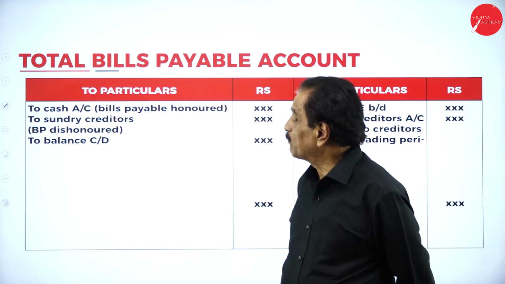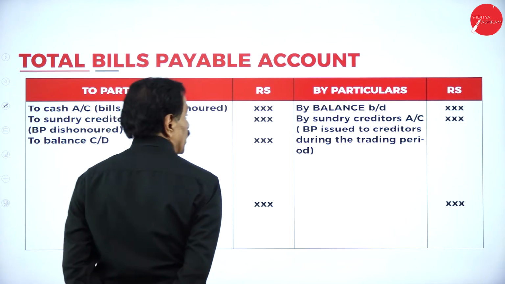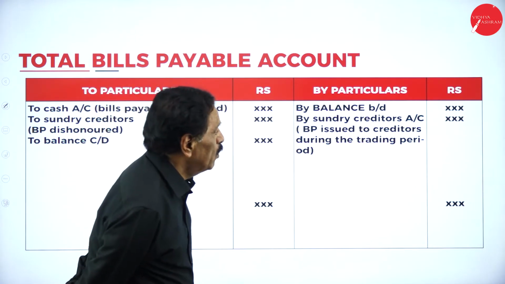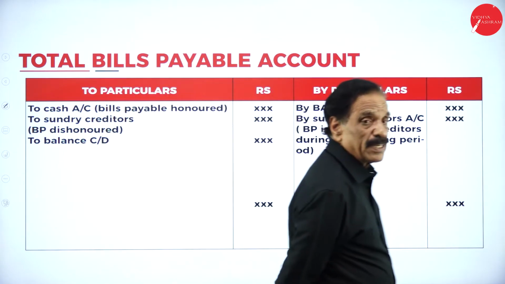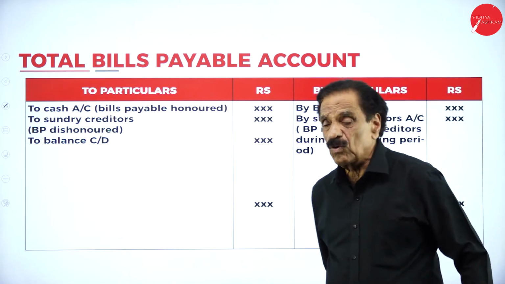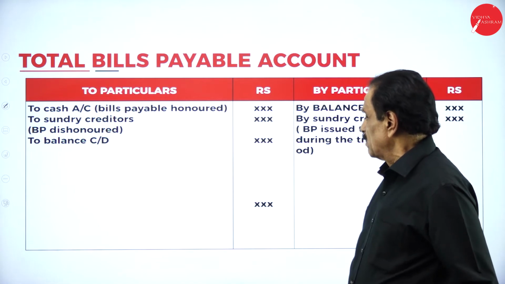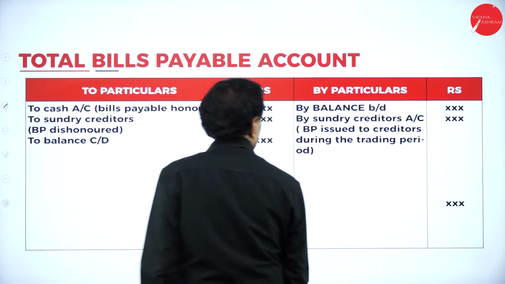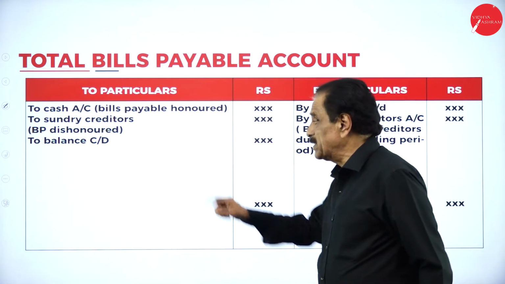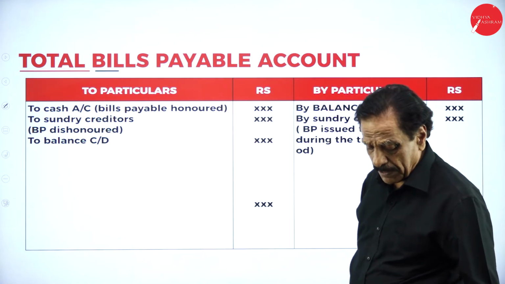You must be very careful about this. By balance brought down, opening; by sundry creditor, BP issued to creditor. So these are all the entries you are going to paste, and we'll go one by one. If the cash account is asked, opening cash on the debit side will come. Then I will explain.